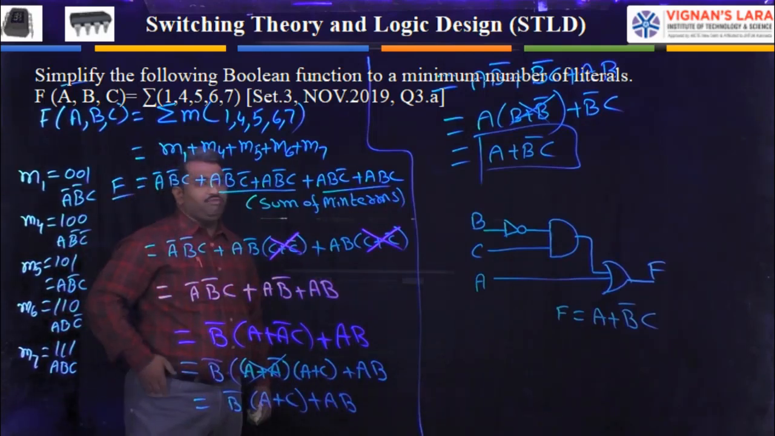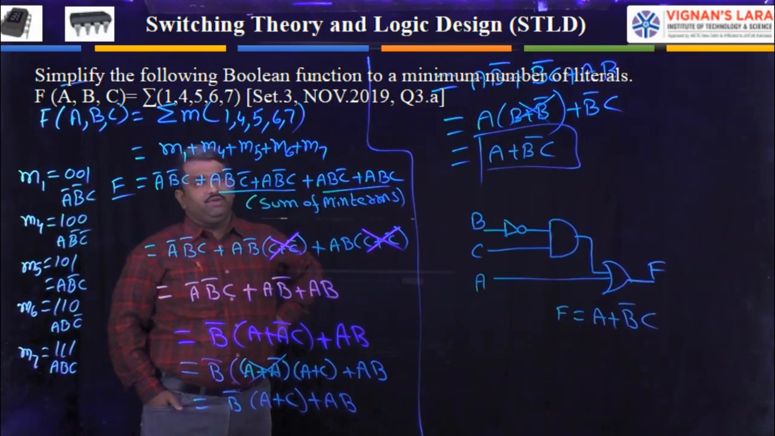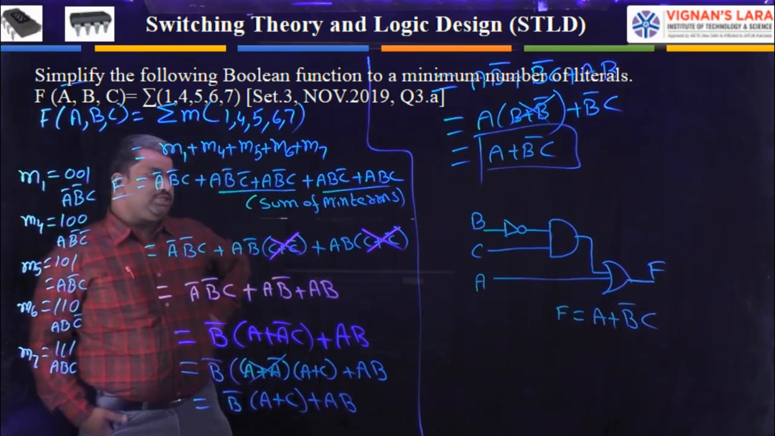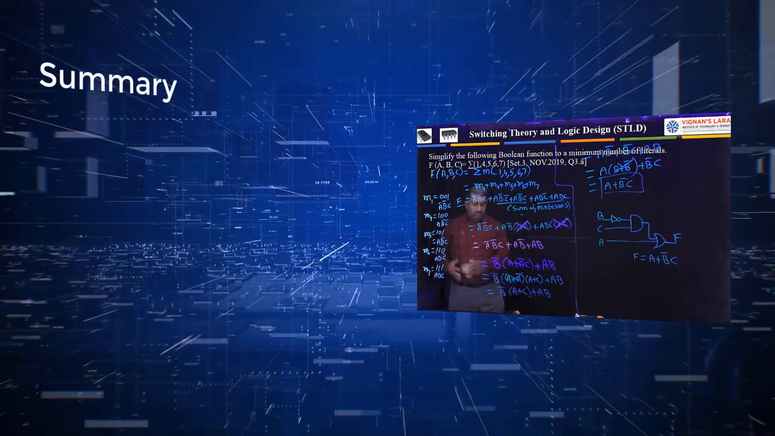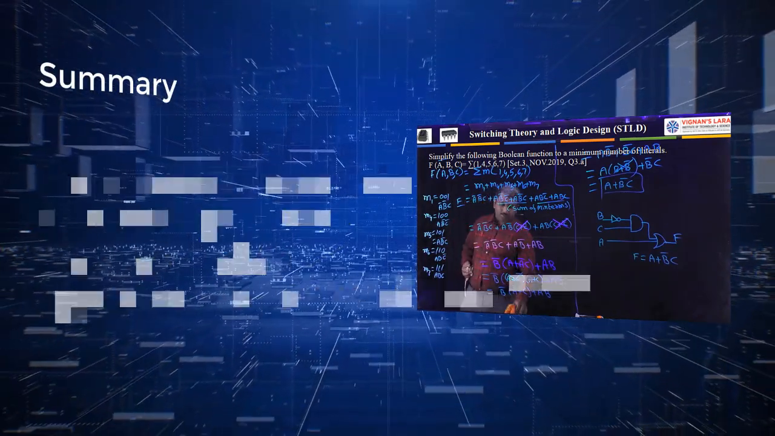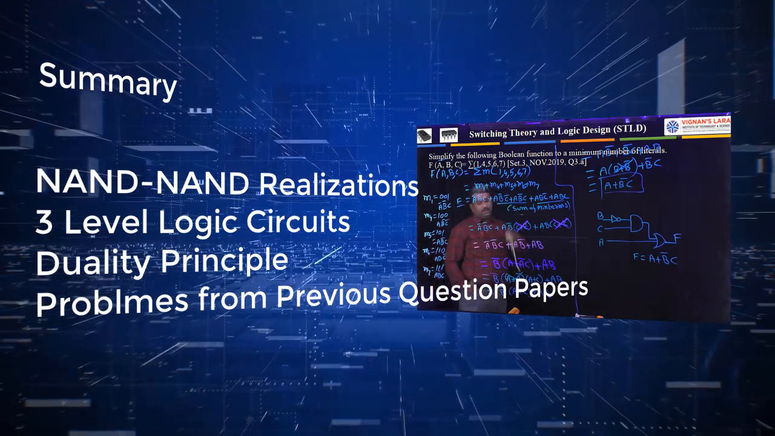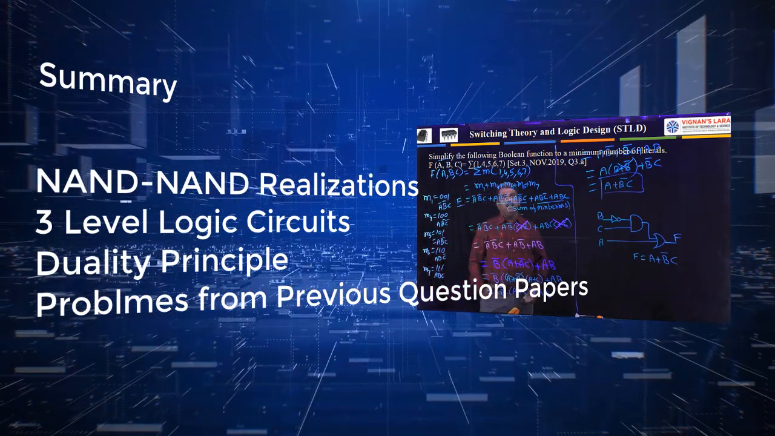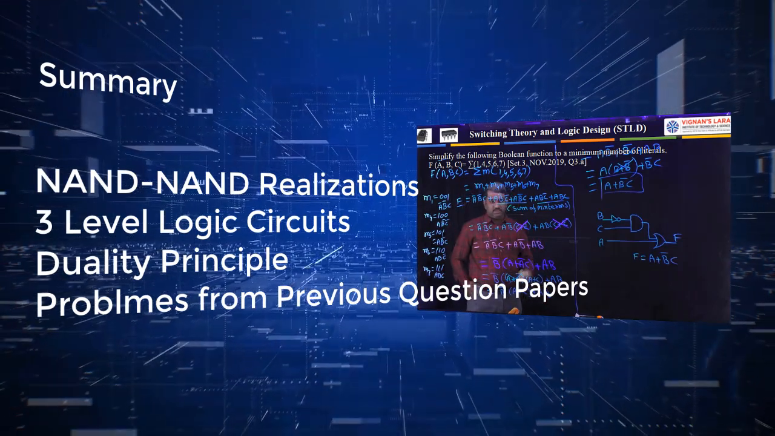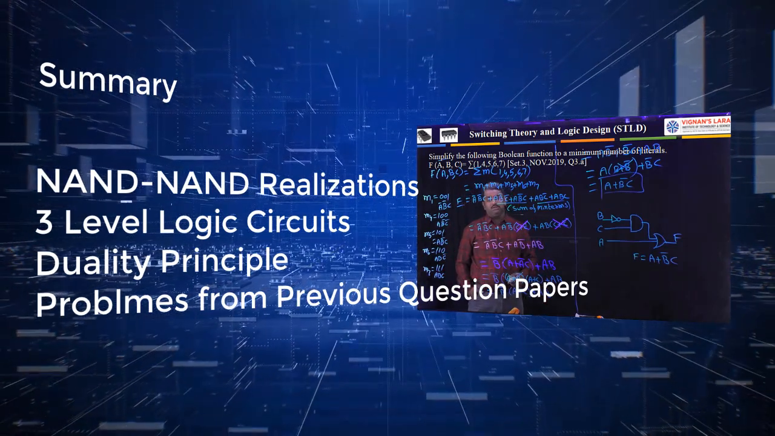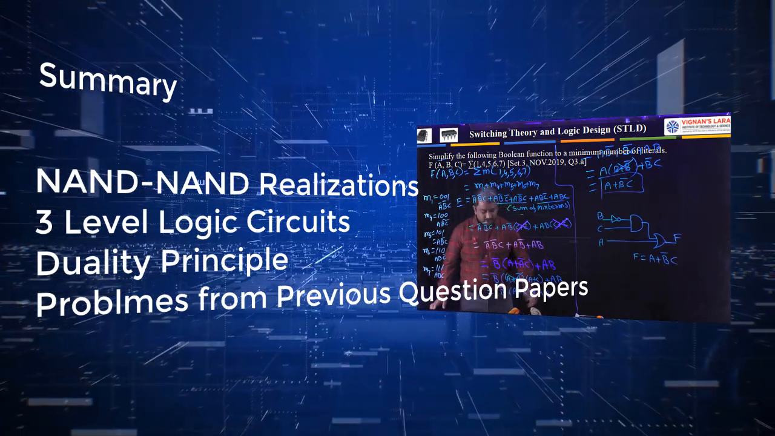This is the simplification process for a given Boolean expression, and this question is from our previous question papers. In the next class, we will see some more problems regarding this simplification process, and maybe in the next class we will start the second unit introduction.